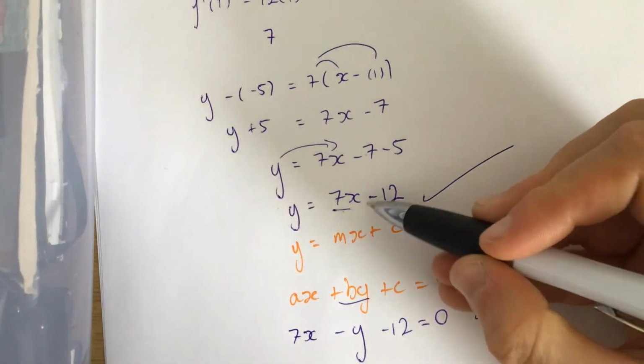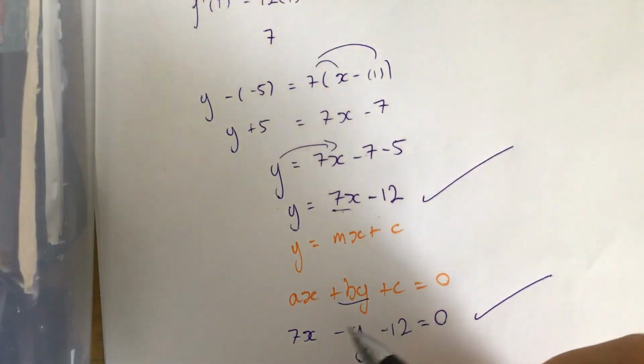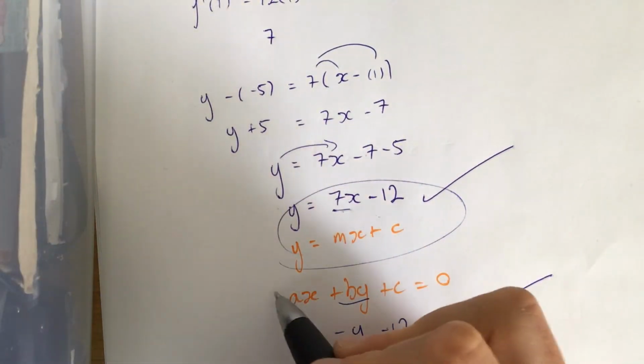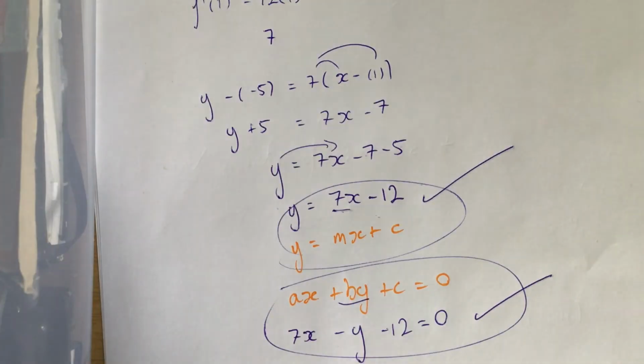So both of these are actually telling me the same thing, just one of them is in y equals mx plus c, one of them is in ax plus by plus c equals 0. And you'll be told in the question which format to give it in.